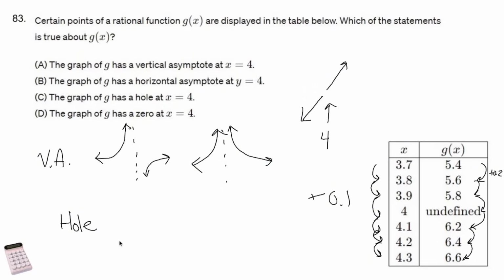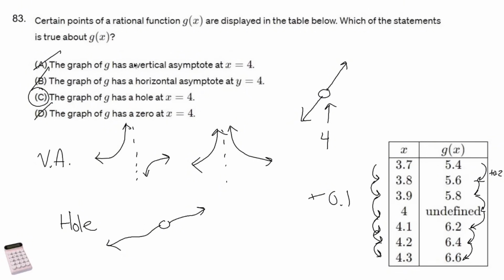What we have is a picture where if it's a hole, things seem pretty consistent until all of a sudden it's undefined and then it keeps going. And that's what we have. This stays very consistent. It's very linear until all of a sudden it's undefined, which tells me at 4 you have a hole. Okay, so not a vertical asymptote, not a horizontal asymptote. Yes, a hole, and not a 0. If it was a 0, this would say 0.